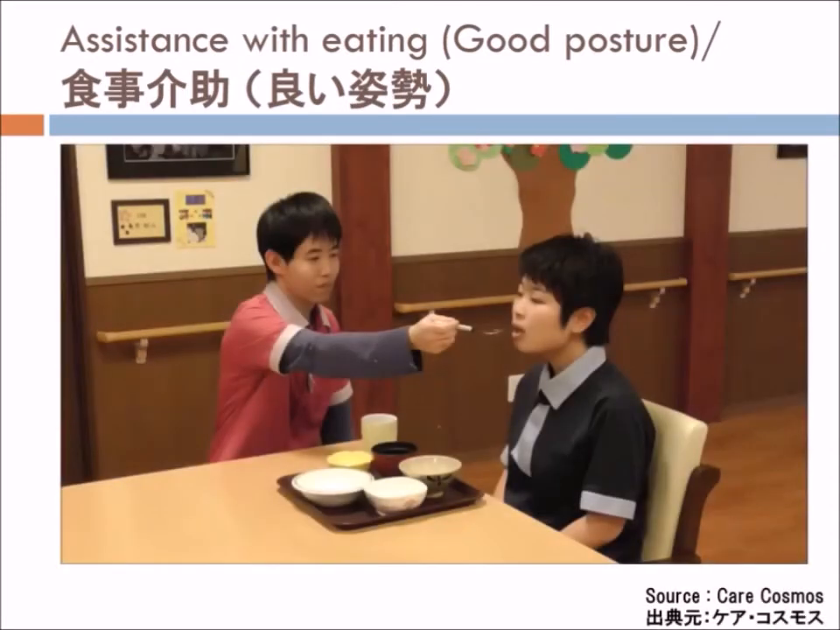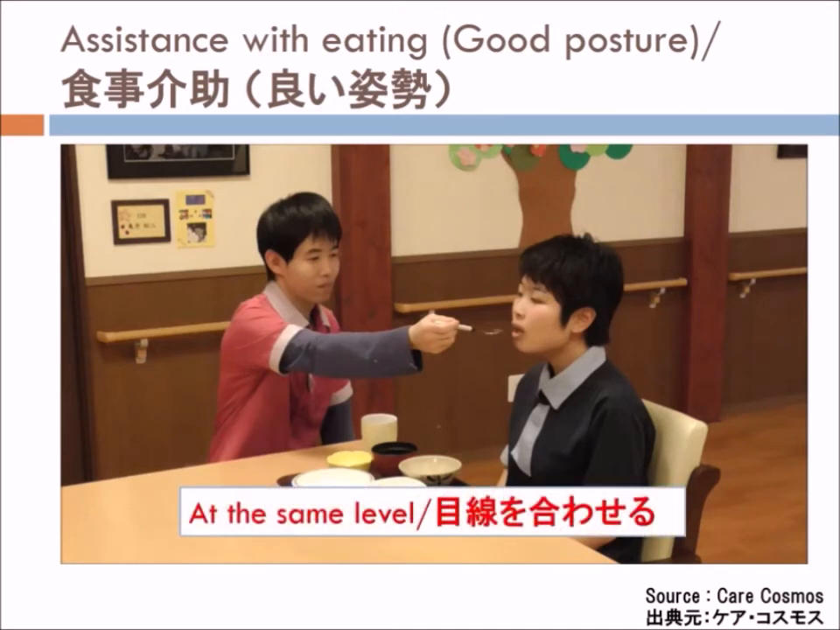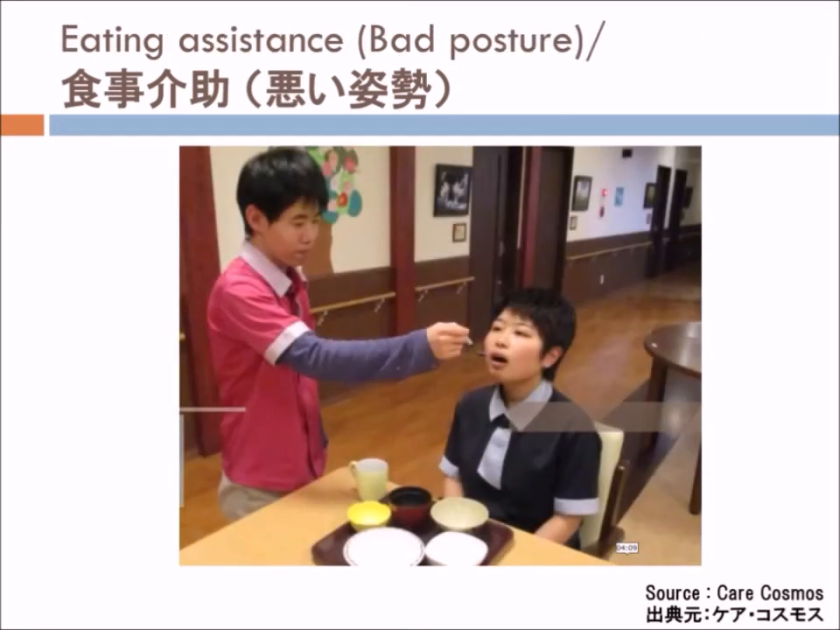Assistance with eating. This is good posture. It is important to sit by side to establish eye contact on the same level. This is bad posture. If you are standing while assisting the user with meals, the chin of the user is lifted up, which will increase the risk of aspiration. This is because if you pull the spoon upward, the user's neck also goes upward.